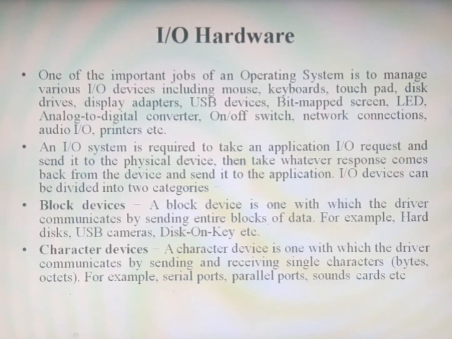These devices convert our English language to binary code, and then we get the outputs. So normally what the IO system does is that it takes an application IO request and sends it to the physical devices. Then it takes whatever response comes back from the device and sends it to the application.